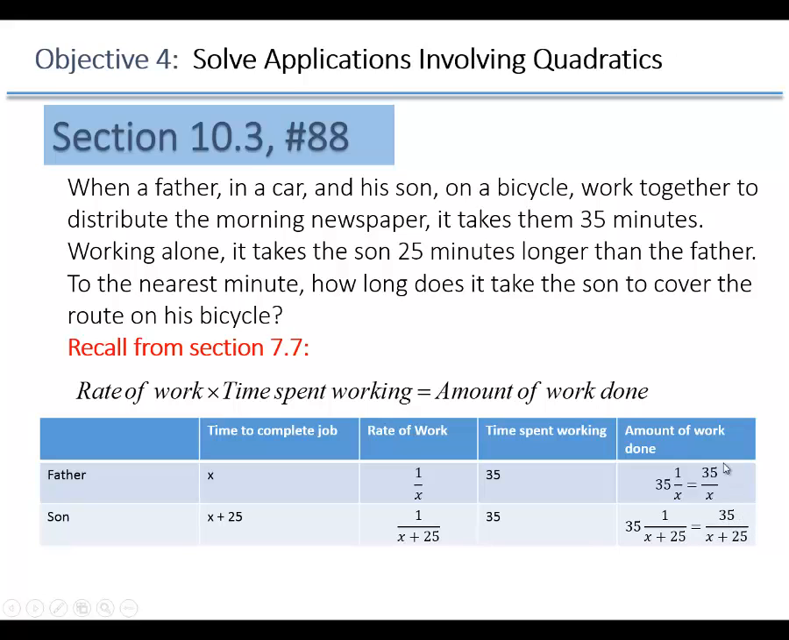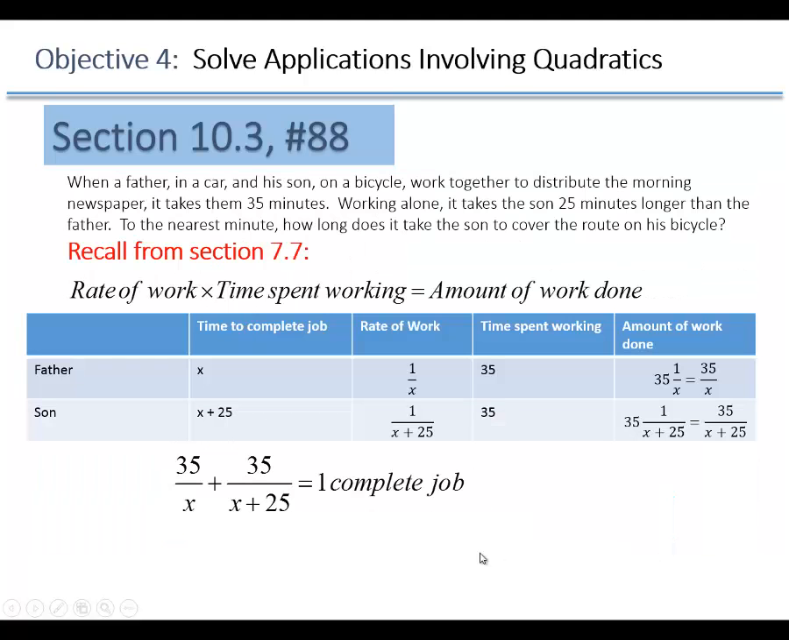Now here's the key. If they work together, what is their combined amount of work done? Well, they're going to complete one paper route. Or in other words, if we add those two amounts together, the father's work done plus the son's work done, together we get one complete job. And there is the equation we need to solve in order to answer the question.